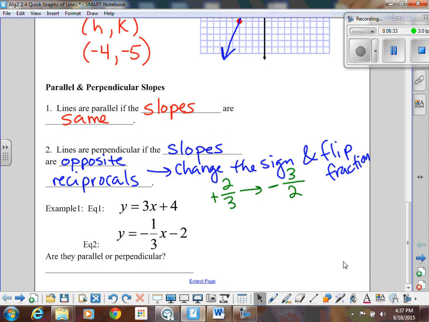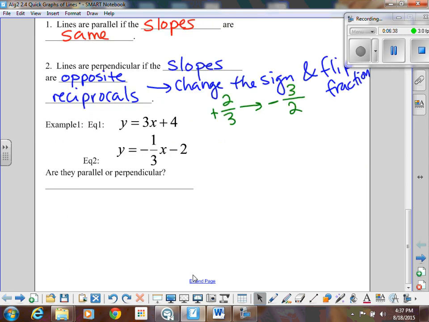So in this first example, I have y equals 3x plus 4 and y equals negative 1/3 x minus 2. We have to determine whether they're parallel or perpendicular. So notice both of these are in y equals mx plus b form. So here's my slope in the first one, here's my slope in the second one. So I have 3, and remember 3 is like 3 over 1, and then the second slope is negative 1 over 3. So this is just what we were talking about, opposite reciprocals. The fractions are flipped and they have opposite signs. So that means that they are perpendicular.